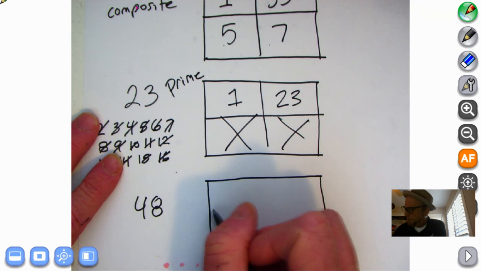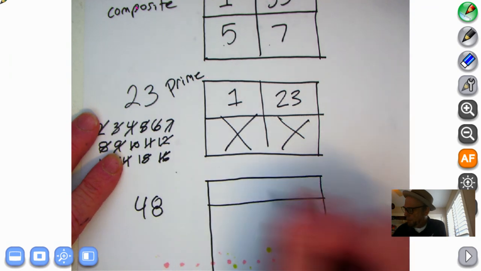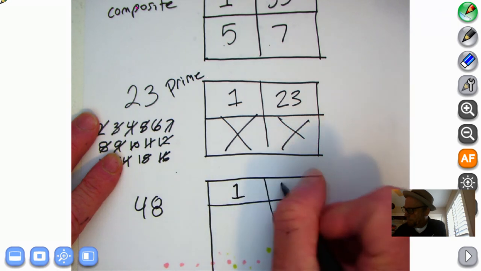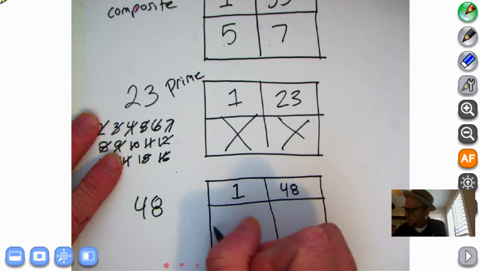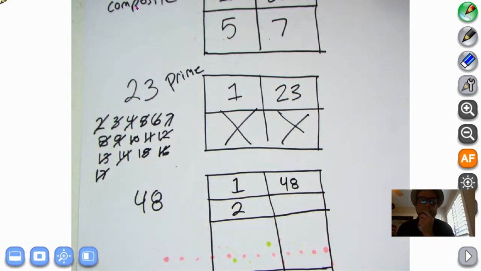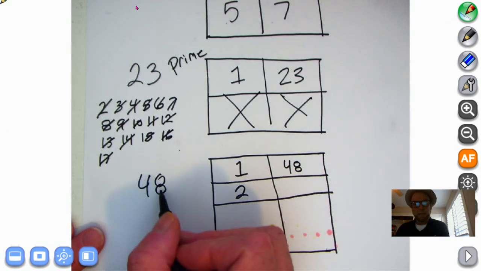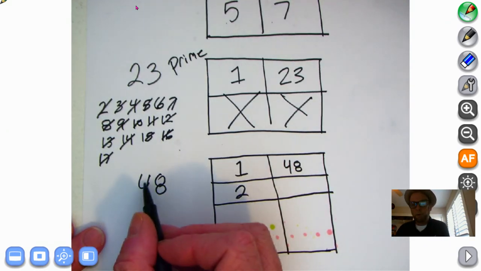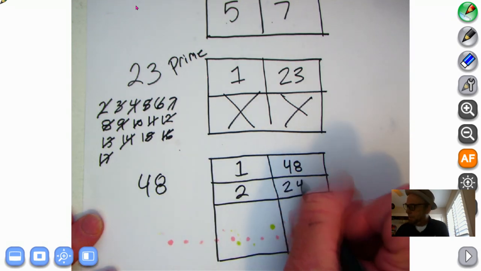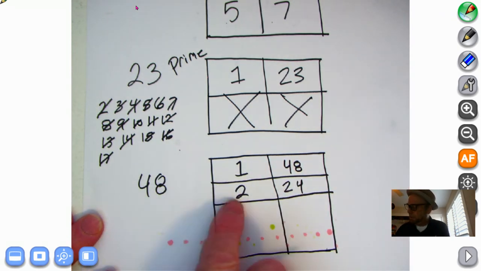So our first pair will be 1 times 48, right? Our next one is going to be 2 times the number because it's an even number, so 2 can be divided into 48. So 2 times what is 48? I think it was Cole yesterday who talked about just cutting things in half. We cut 8 in half and it's 4. We cut 4 in half and it's 2. So 24. 2 times 24 is 48. 2 times 4 is 8. 2 times 20 is 40.